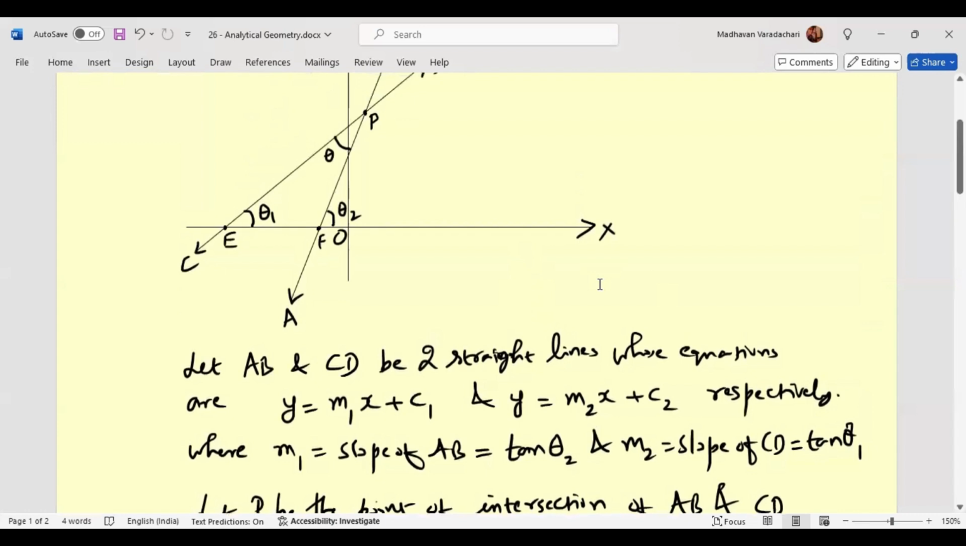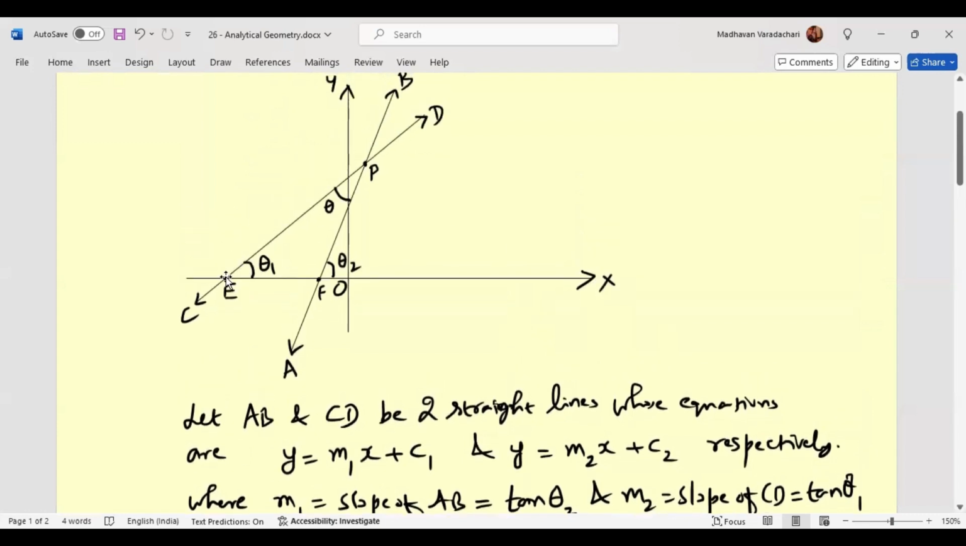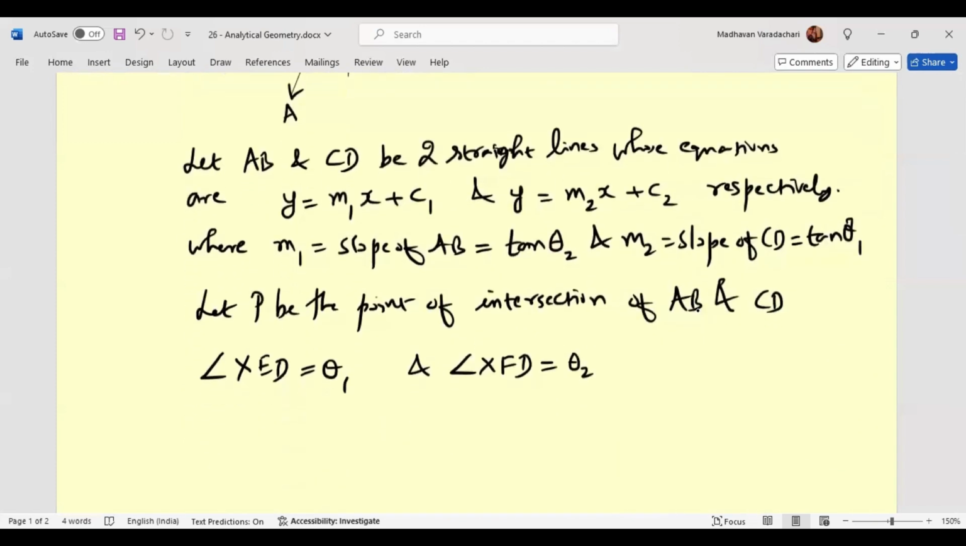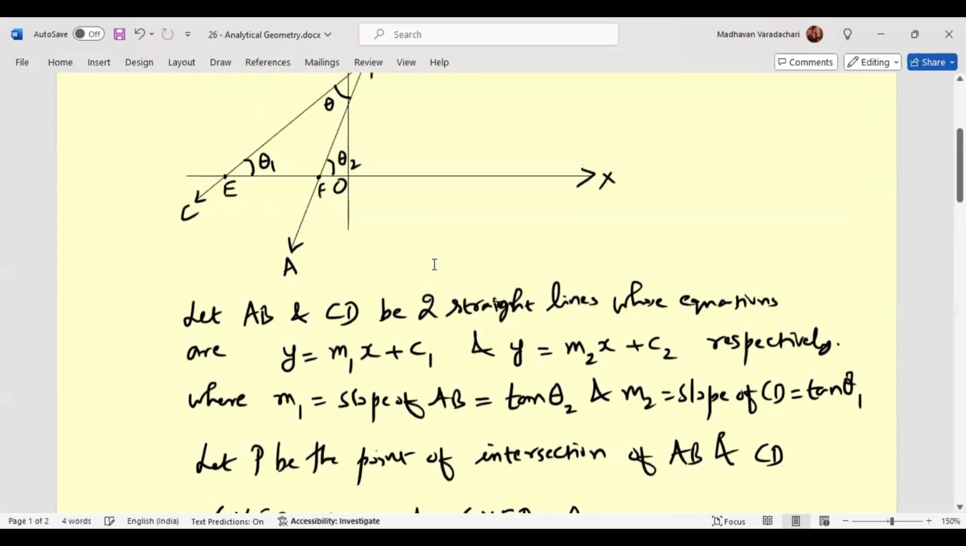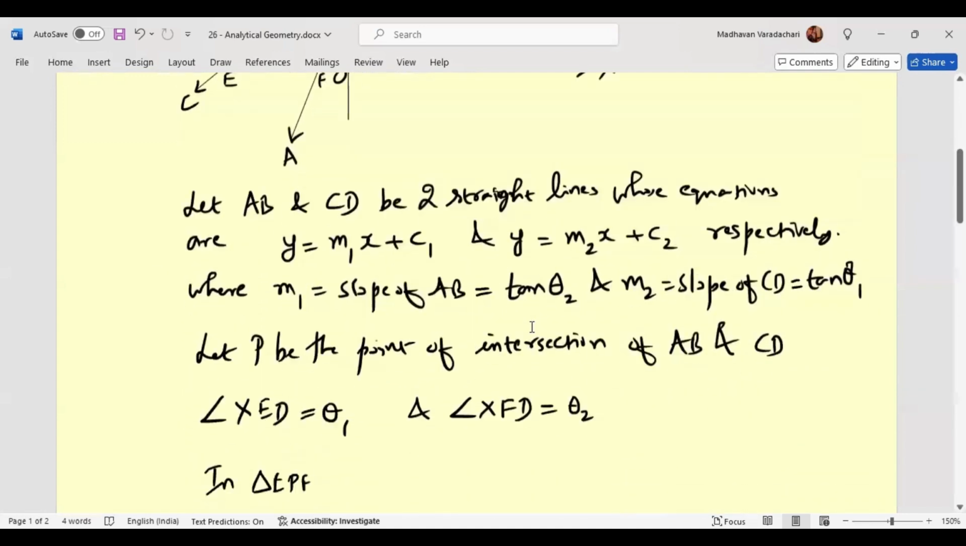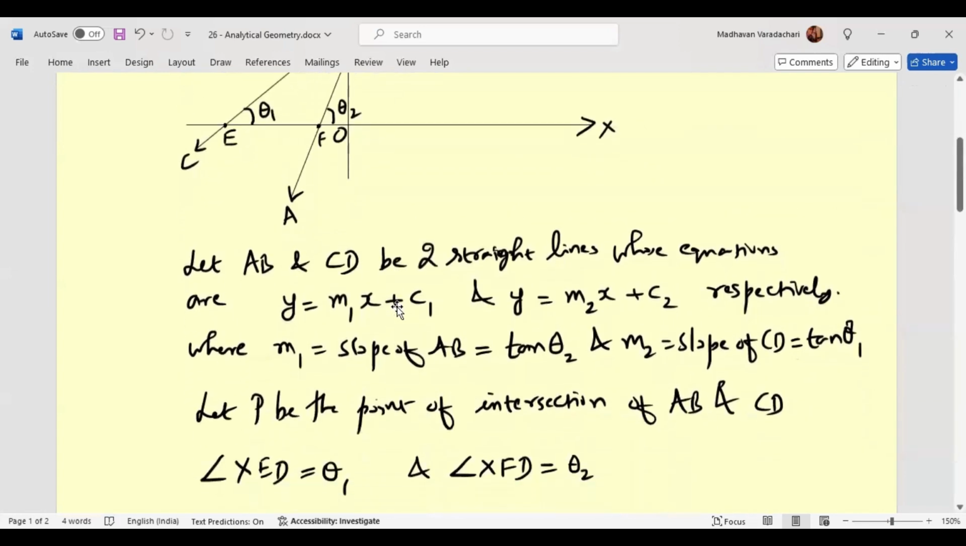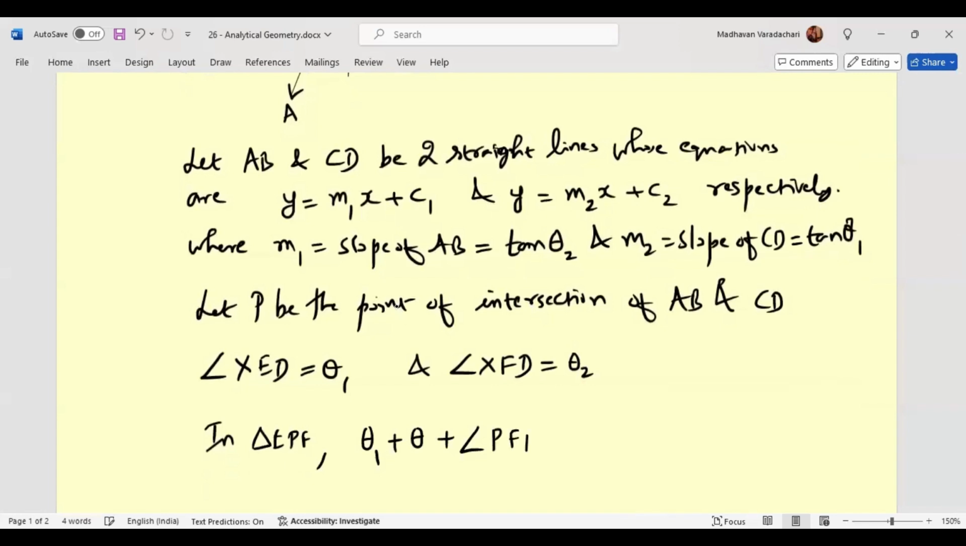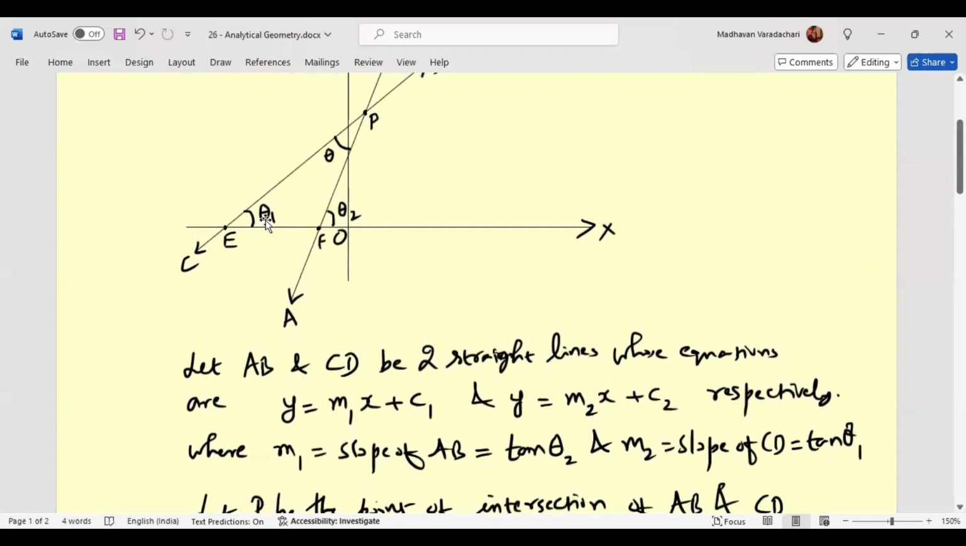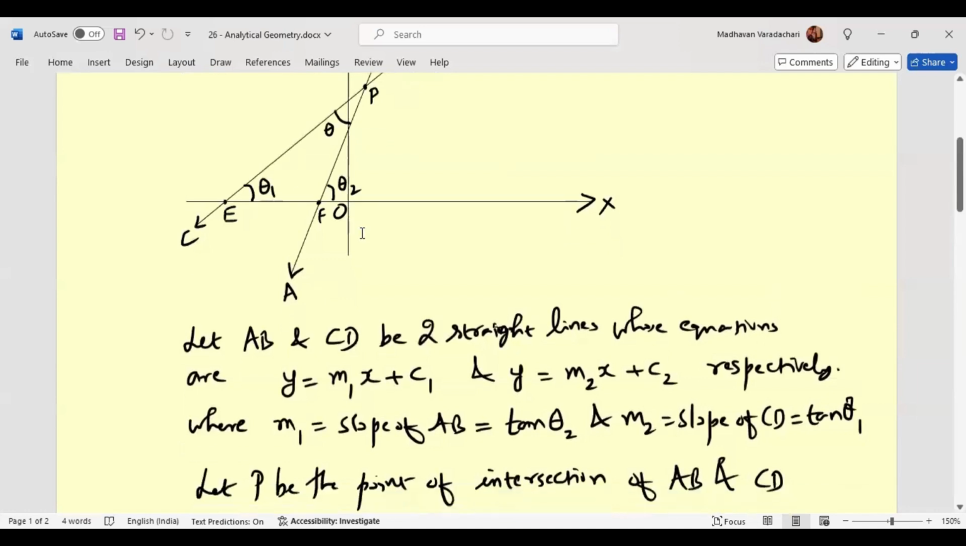Okay, we know that there is a triangle being formed, EPF. In triangle EPF, angle theta 1 plus theta plus angle PFE is equal to 180 degrees. Also, this PFE, since it is on this x-axis, this should be 180 degrees minus theta.